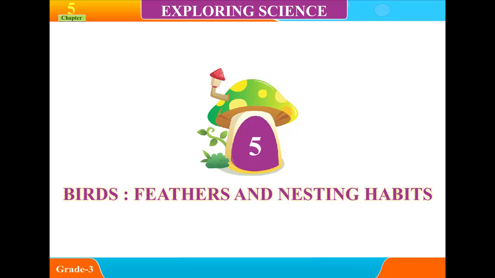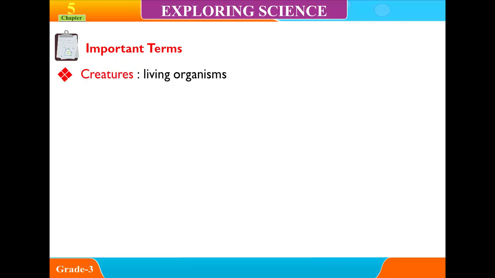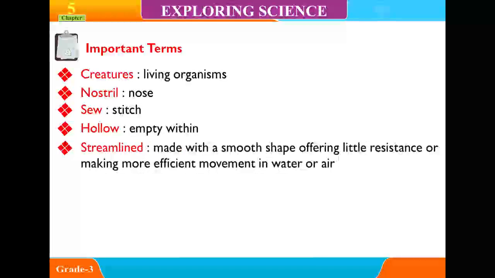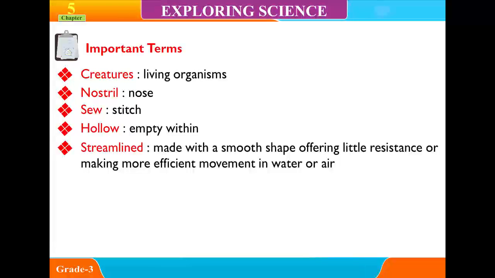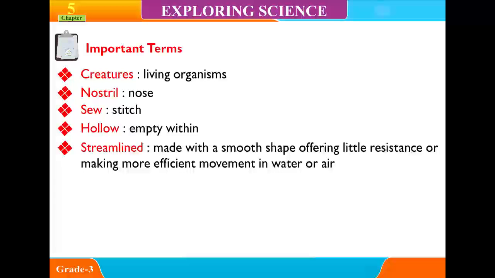Chapter 5: Birds, Feathers and Nesting Habits. Important terms: creatures, living organisms; nostril, nose; sew, stitch; hollow, empty within; streamlined, made with a smooth shape, offering little resistance or making more efficient movement in water or air.